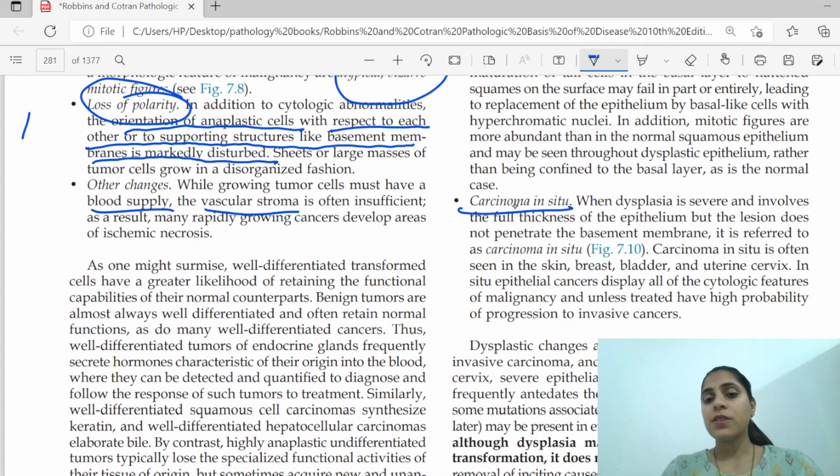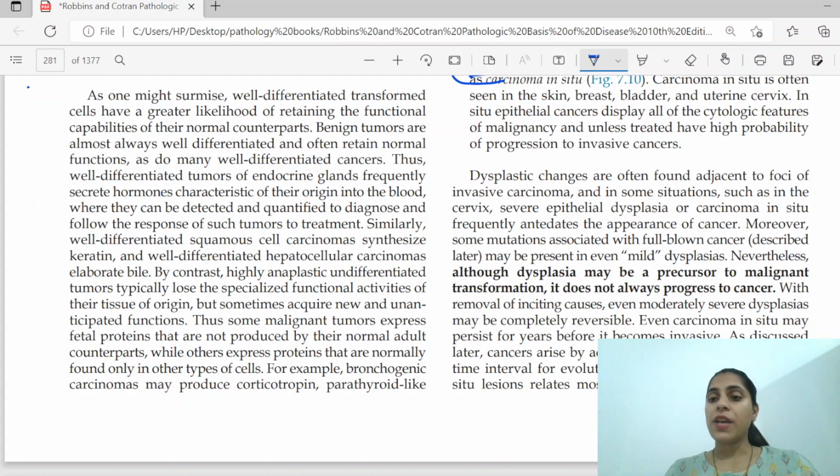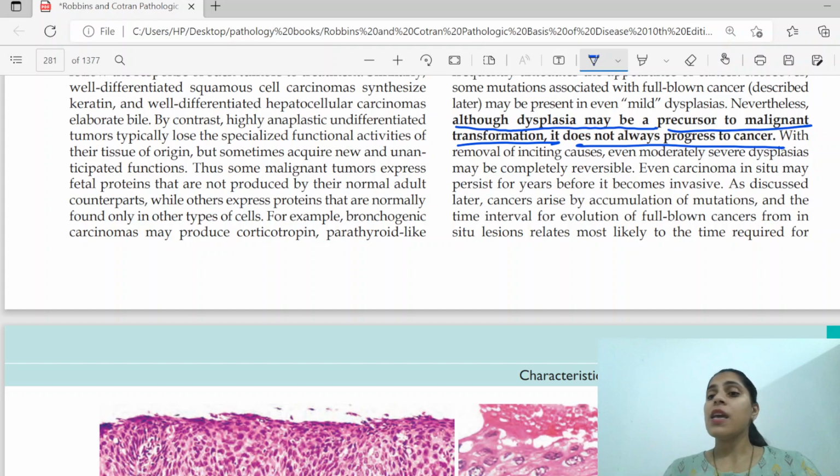What will happen in carcinoma in situ? This dysplasia is so extensive that it is completely covering the full thickness of the epithelium, although it is still not extending beyond the basement membrane. So it has not permeated the basement membrane, but it has acquired the full thickness of epithelium. The dysplastic changes are often found adjacent to the foci of invasive carcinoma. Nevertheless, although dysplasia may be a precursor of malignant transformation, it does not always progress to a cancer. So that means maybe it can stay confined to a basement membrane and never spread.